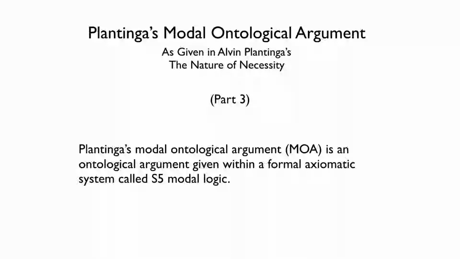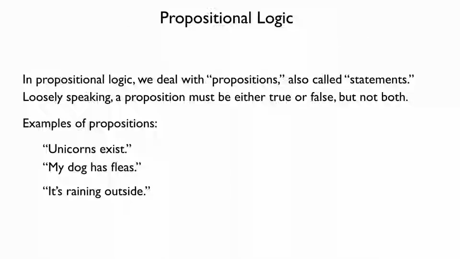In part 1 of the series, we said that Plantinga's modal ontological argument is an ontological argument given within a formal axiomatic system called S5 modal logic. So in this part of the series, we are going to study S5 modal logic and its relationship to the modal ontological argument. Now, S5 modal logic is built on top of S4 modal logic. S4 modal logic is built on top of modal logic, and modal logic is built on top of propositional logic. So to start with, we're going to discuss propositional logic.